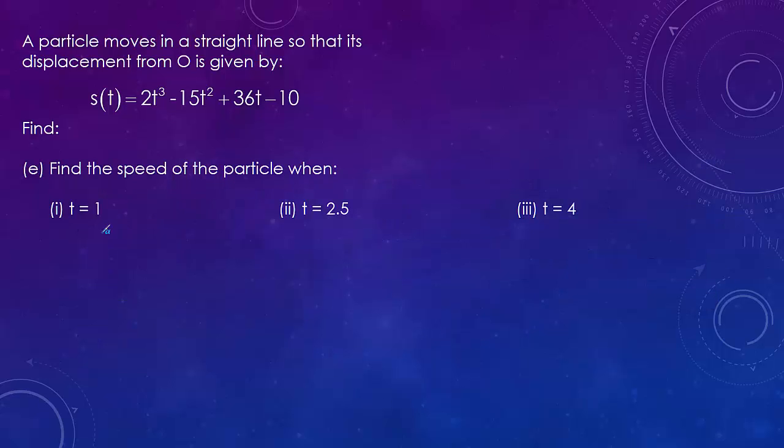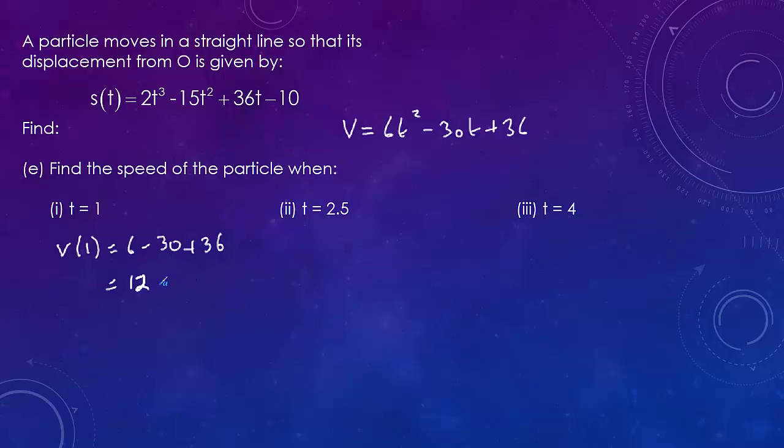Find the speed of the particle when t is 1, t is 2.5, and t is 4. Now we know the velocity expression is 6t squared minus 30t plus 36. So v of 1 is going to be 6 minus 30 plus 36. So that's equal to 12 meters per second. And so the speed is 12 meters per second.